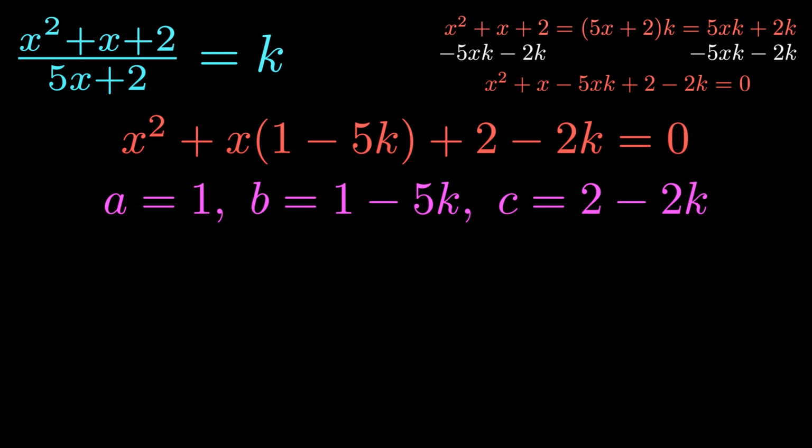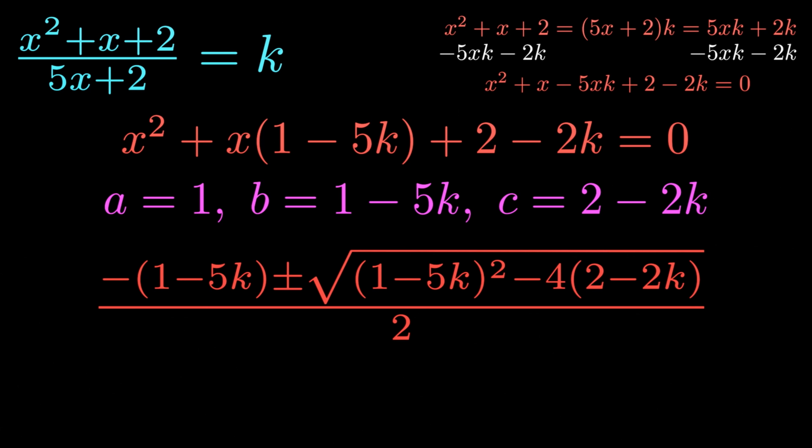Now we're going to figure out what the roots of this equation are using the quadratic formula. So we have minus 1 minus 5k plus or minus the square root of 1 minus 5k squared minus 4 times 2 minus 2k, all divided by 2. Now we're interested in the discriminant here. We want this discriminant to be positive or equal to 0, because if it was negative then we wouldn't have real solutions. So we want to figure out what values of k ensure that the discriminant is positive or equal to 0. So let's look at the discriminant in a little bit more detail.